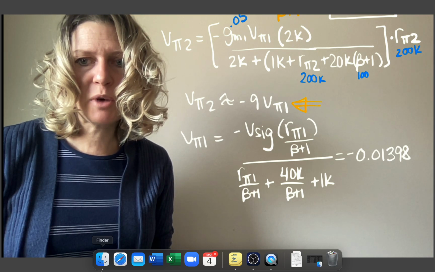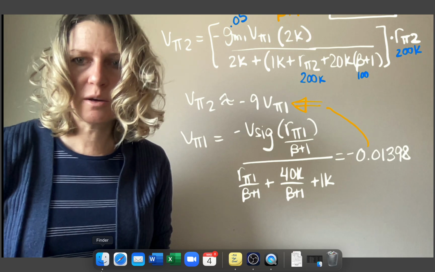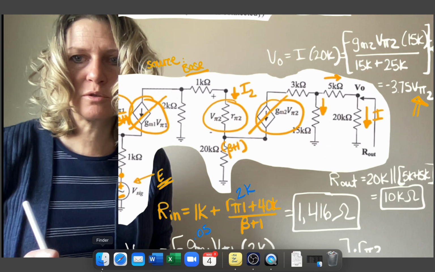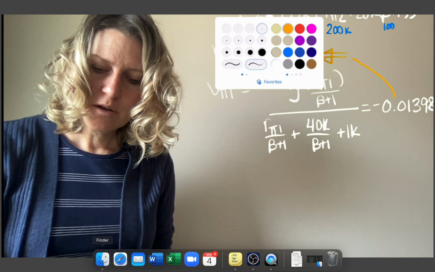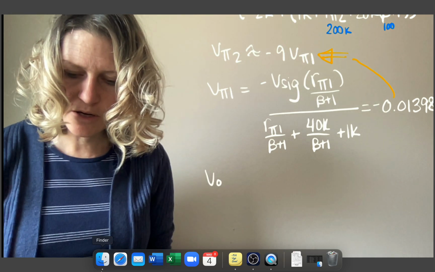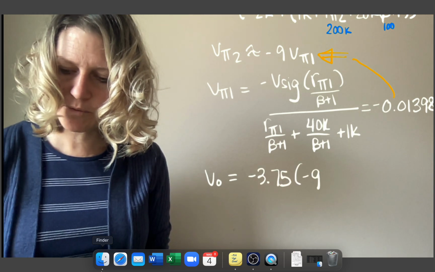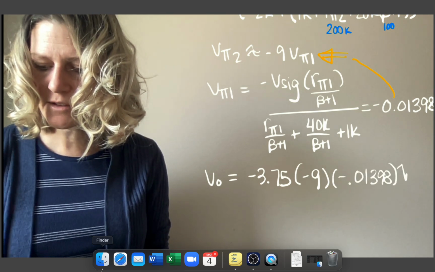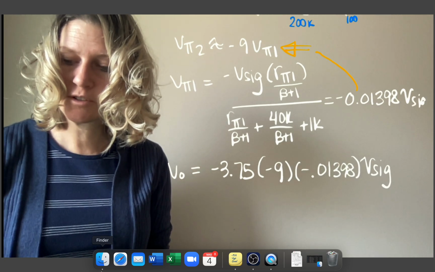And now I can plug back into this V pi 1. So I use this number into V pi 1. I get that number and I go back and plug that into my V pi 2 to get my value for V out. And so V out here is going to be that minus 3.75 minus 9 from the V pi 2 and then a minus 0.01398 V sig. Sorry, I forgot to write V sig here.